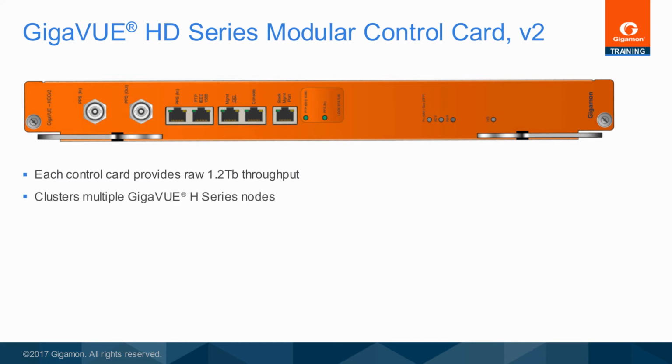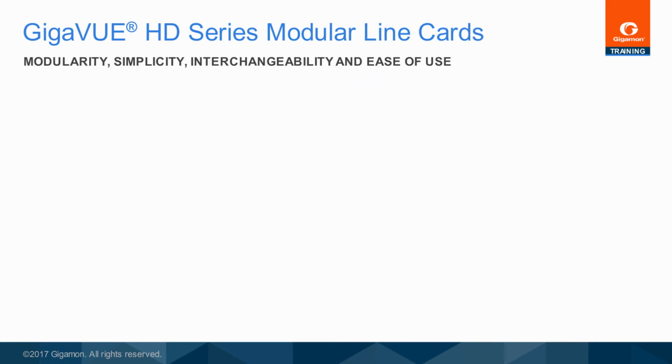The H Series family may be clustered for single virtual interface access and configuration of multiple nodes through the control card management interface. The CCV2 control card supports all of the current generation of line cards available for the HD family, including the 100 gigabit port modules. The HD family is modular and includes line card choices for all of the popular core network speeds and interfaces. Each of these line cards is interchangeable between the GigaVUE HD4 and the GigaVUE HD8.